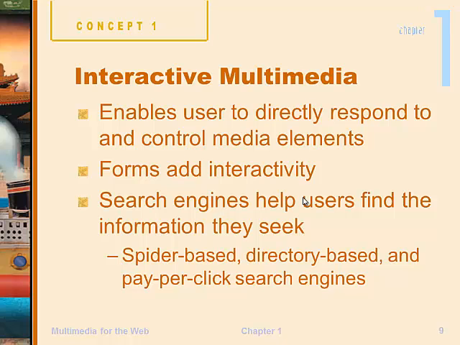You have your spider-based engine, which automatically roams the web, adding the contents of the websites it visits to its database. You have a directory-based search engine, which is selective, meaning that humans choose which sites to add to the database. And a pay-per-click search engine gives priority placement to sites offering top bidding for keywords. In order for users to find a website, it must usually be registered with search engines. The process of registering a website is discussed later on in the book, if you don't already know how to do that.